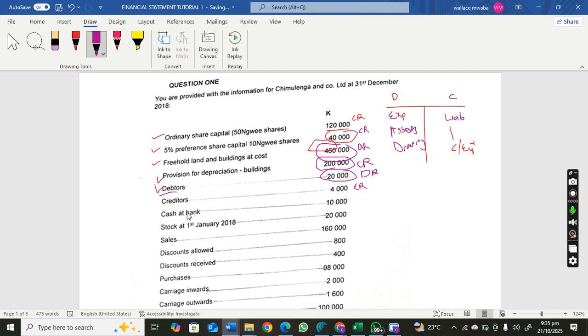Cash at bank, this is also a current asset. Okay, and as we said, assets, the balances are on the debit side. This diagram I've drawn here, these are the double entry rules. Okay, so we're following these rules for placing these accounts.